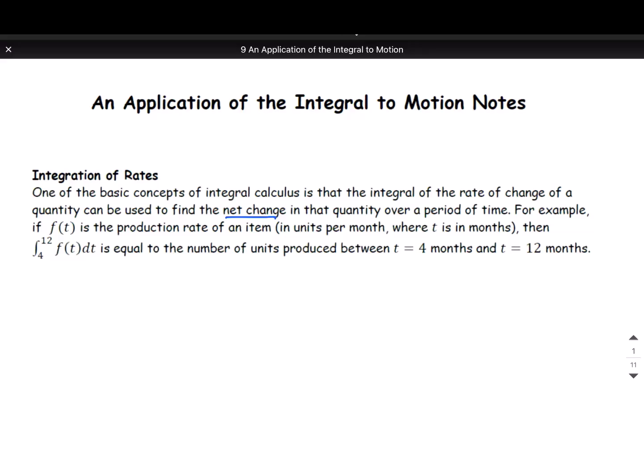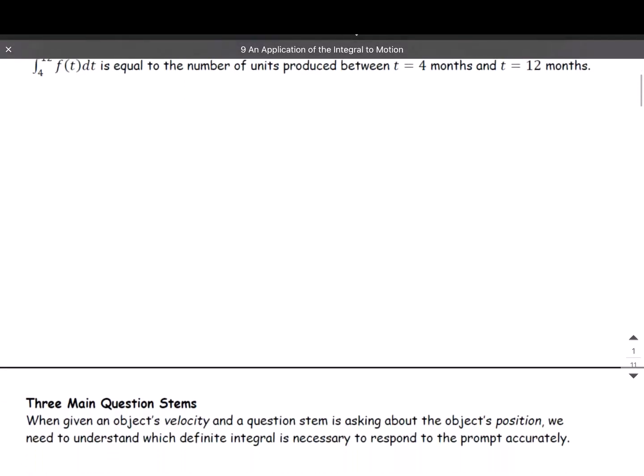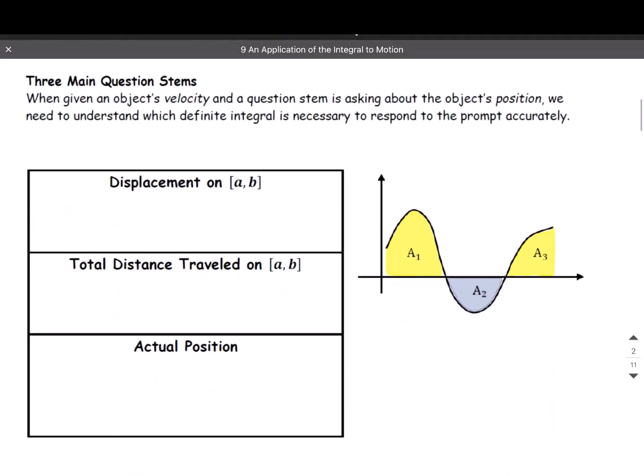Now today, we're going to concentrate on applying that net change to motion. There are three main question stems that can happen with these motion problems that involve integrals. If you're given the object's velocity, for instance, I have a velocity graph here, and a question stem is asking about the object's position, we need to understand which definite integral we need to use. So it depends on what they're asking us to find. Now displacement, remember, that's just the change in position.